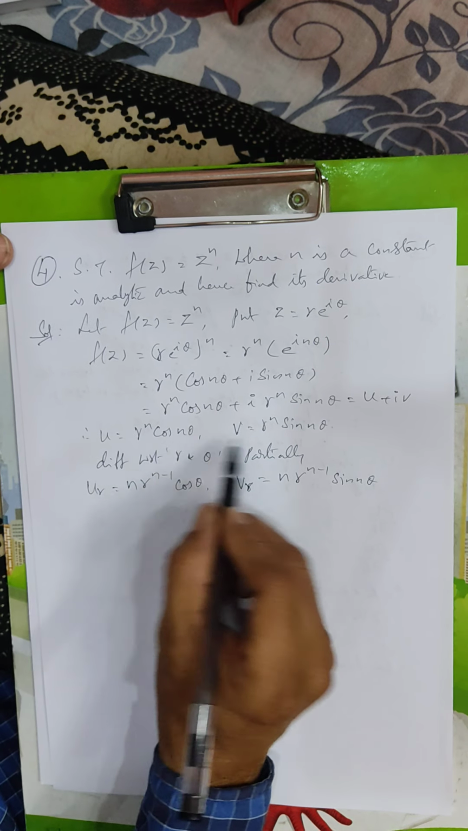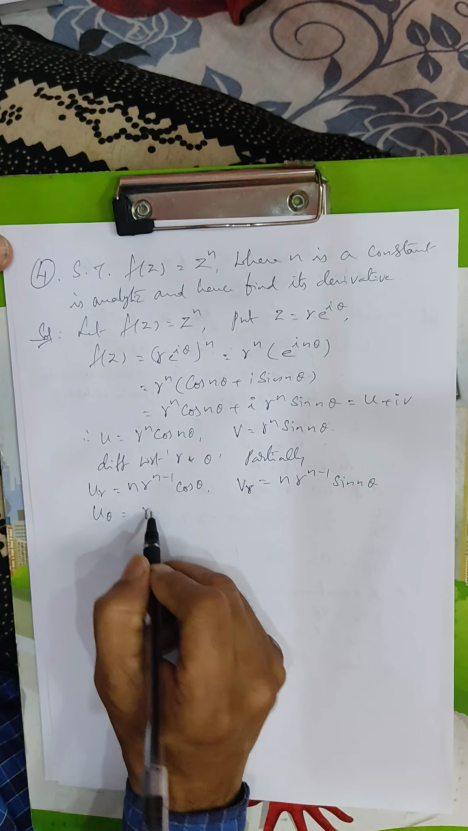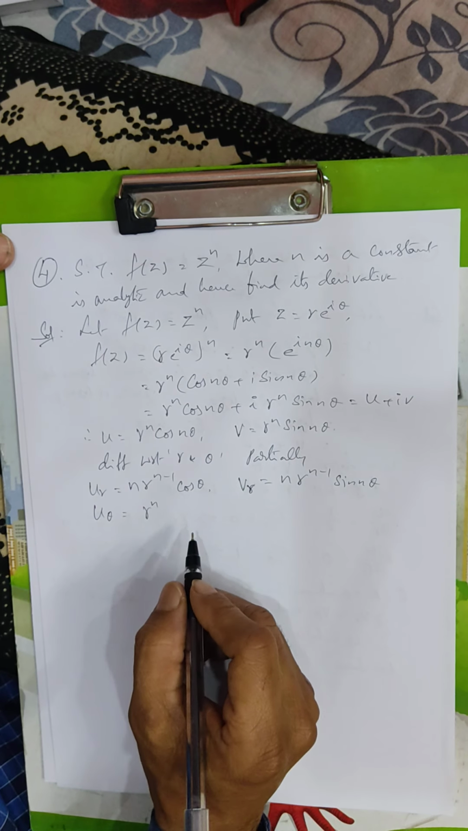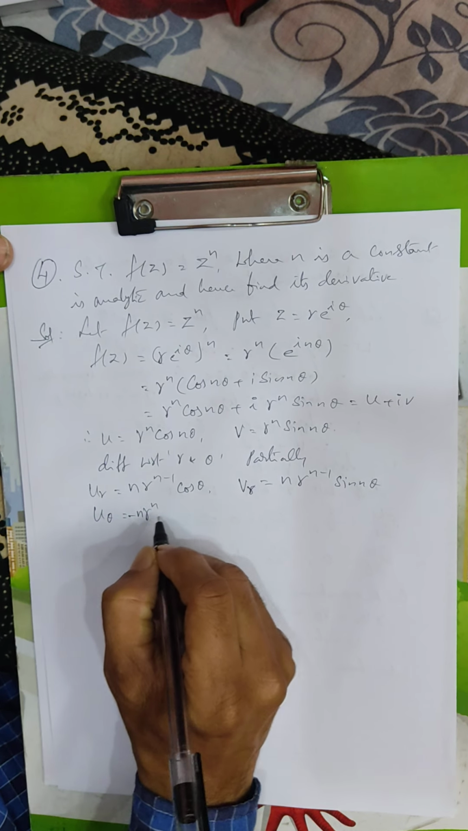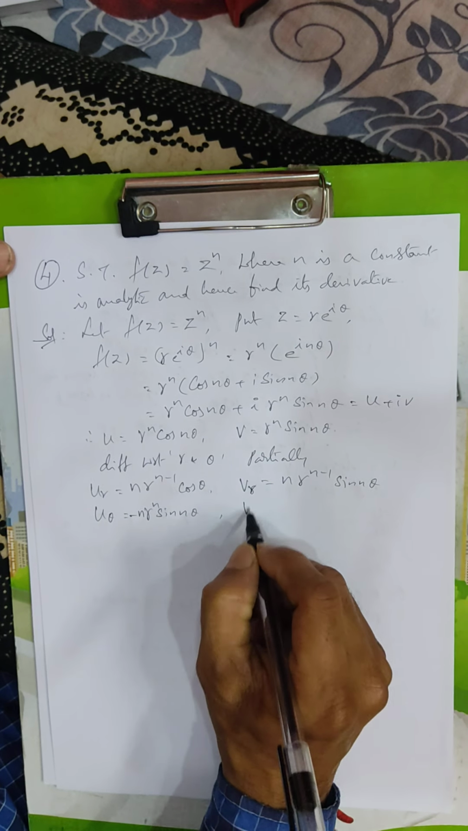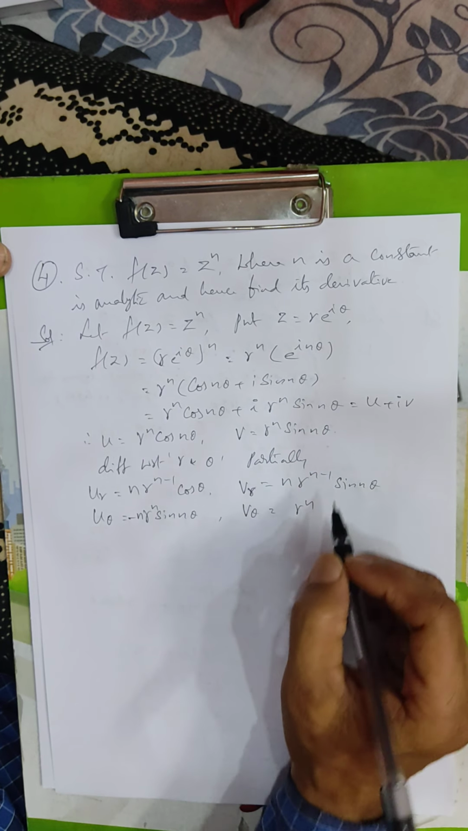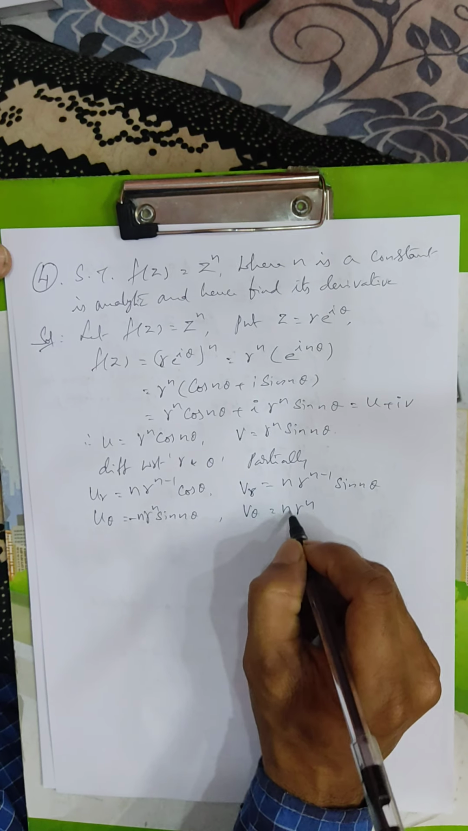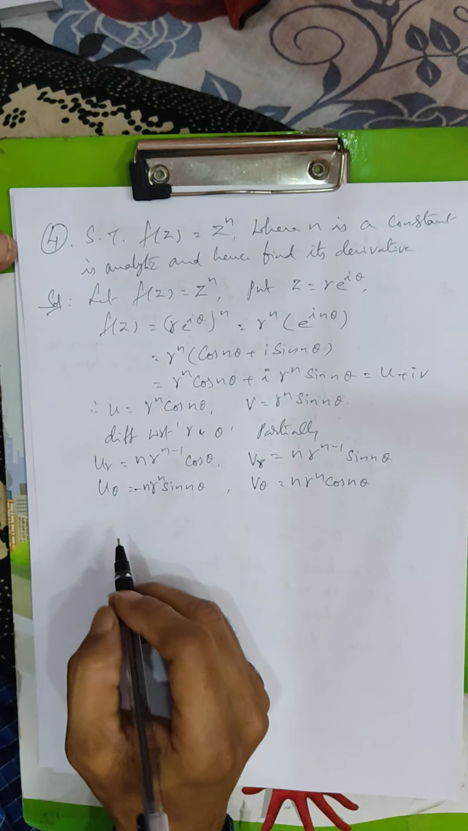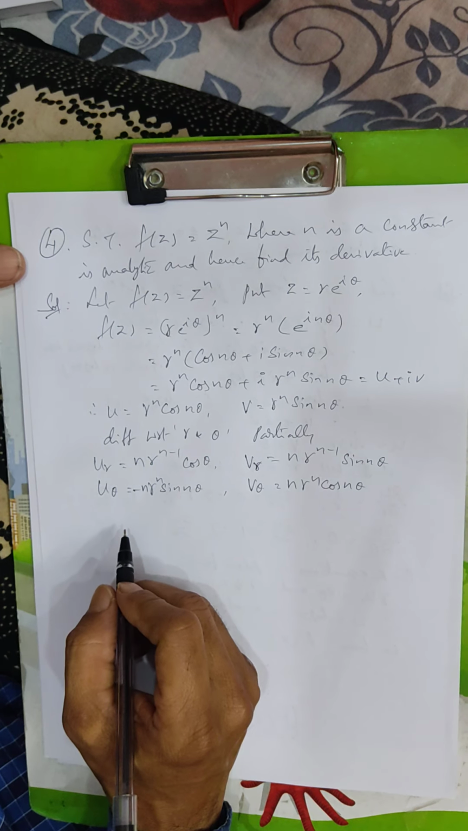And next, let us differentiate with respect to theta. We'll get u theta is equal to, r power n is constant. Derivative of cos n theta is minus sin n theta into n. So I'll write minus n sin n theta. And next, dou v by dou theta, that is v theta, is equal to r power n is constant. Derivative of sin n theta is cos n theta into n. I'll write n cos n theta. So here u r is n into r power n minus 1 cos n theta.